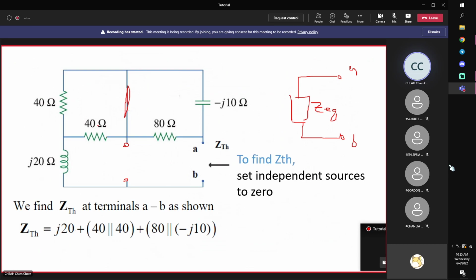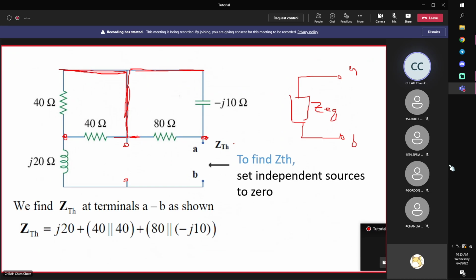Just write down this equation, because these two are parallel, right? Because this is the same node. This is connected to here. So one end is connected, the other end is also connected, which means parallel. Same thing here: this end is also connected together, and the other end is also connected together, so they are parallel.